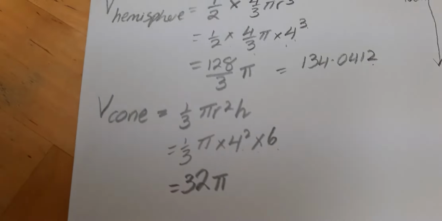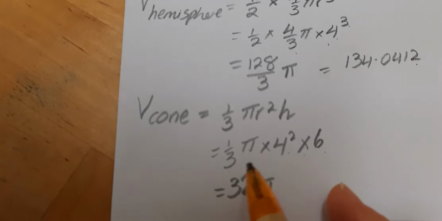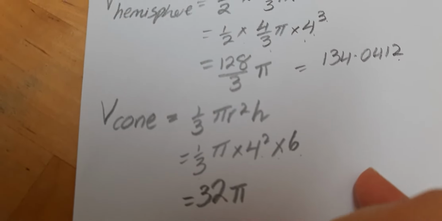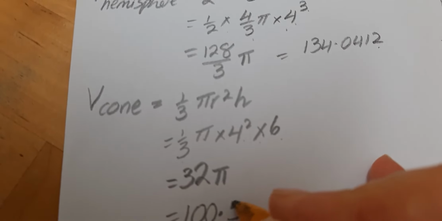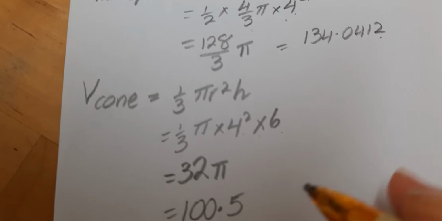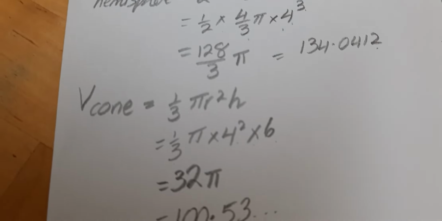Anything circular is going to have a pi in it, remember. So that's my most accurate answer. If I actually put that in my calculator and want to see how much it's worth, which is about 32 times 3.14, it will come to 100.53, blah, blah, blah.